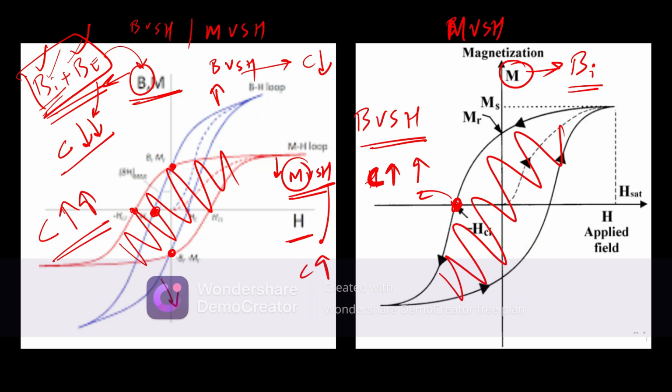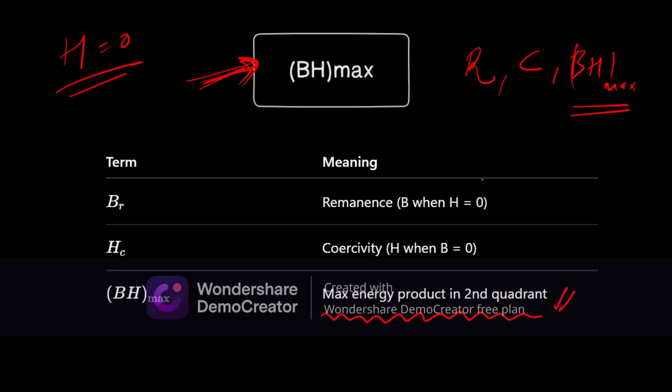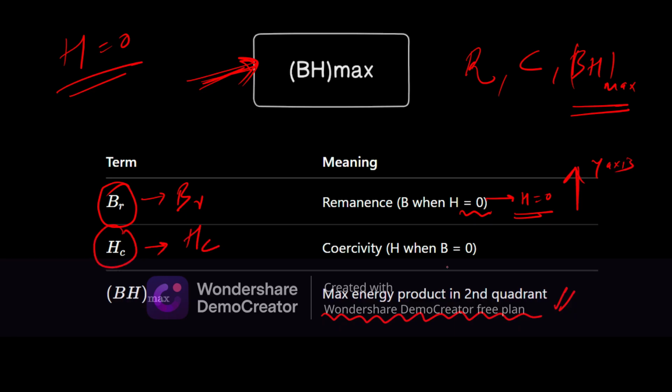These are the three terms which are very important. This is retentivity, which is represented by Br in that plot, the remanence, where H becomes zero, on the y-axis. And this is coercivity, which is Hc, where B becomes zero, and it is on the x-axis.